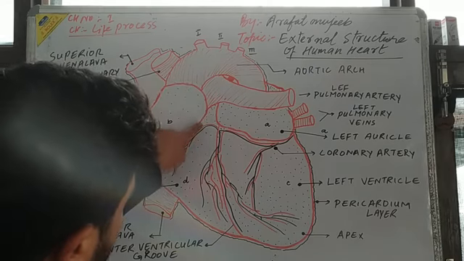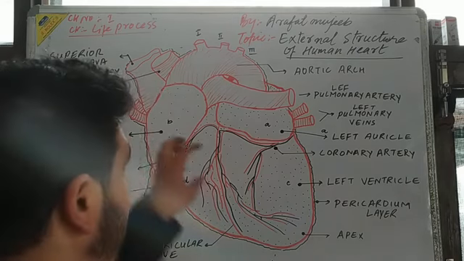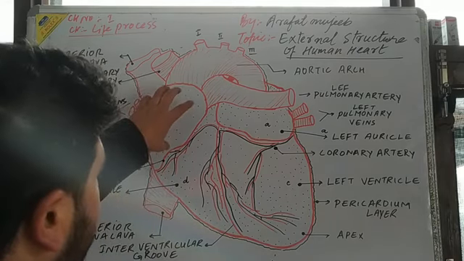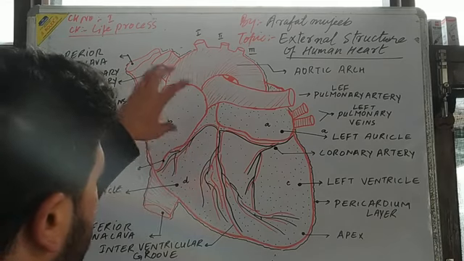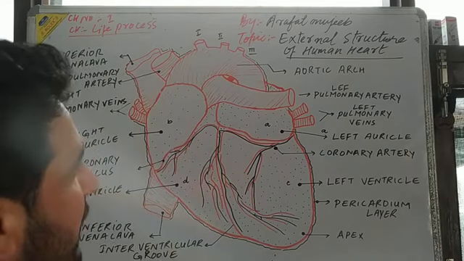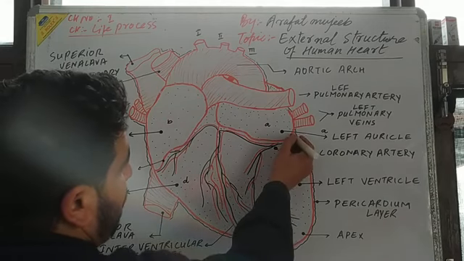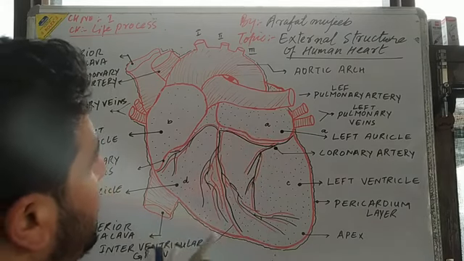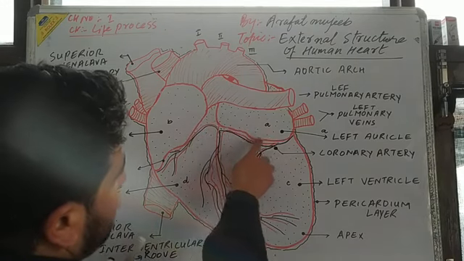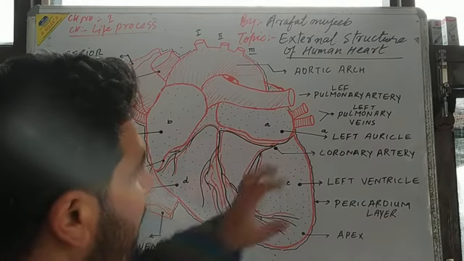This right coronary sulcus externally demarcates the right auricle from the right ventricle. Here is also a coronary sulcus. Look here, here is also a coronary sulcus which externally demarcates the left auricle from the left ventricle.